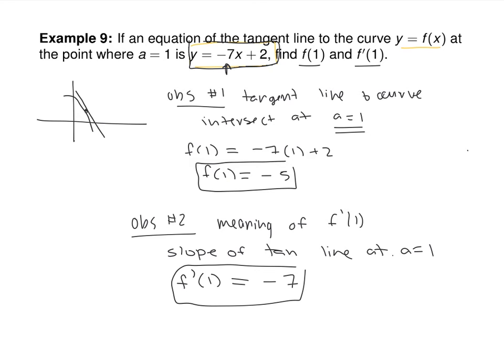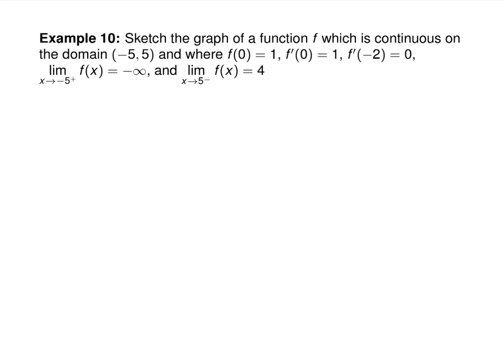And then the last question before the 5-minute break is the next one. Okay, so I think these are good because they make you think. So sketch the graph of a function f which is continuous on the domain negative 5 to 5, which means it doesn't go outside negative 5 to 5, where f of 0 is 1, f prime of 0 is 1.